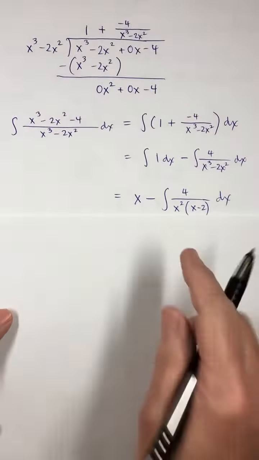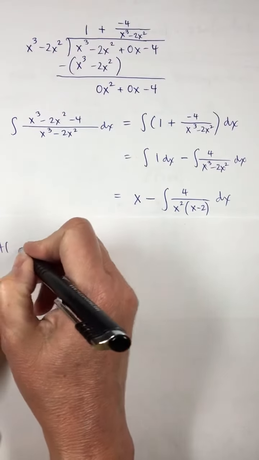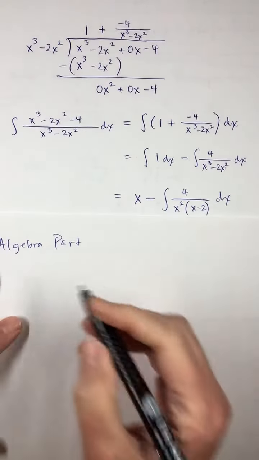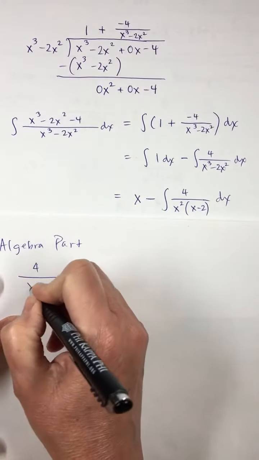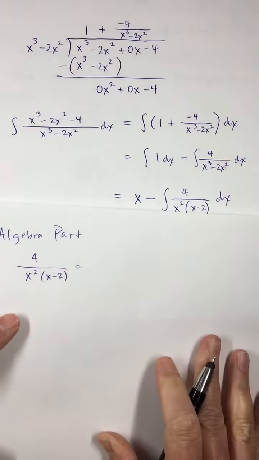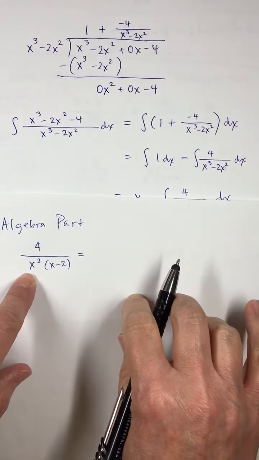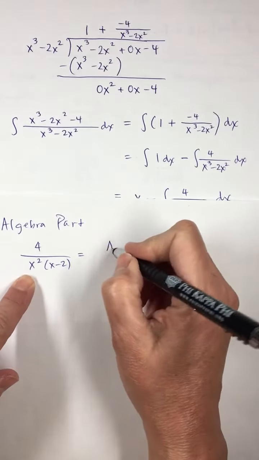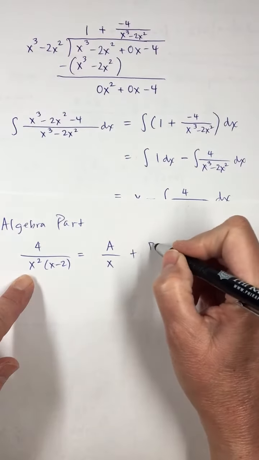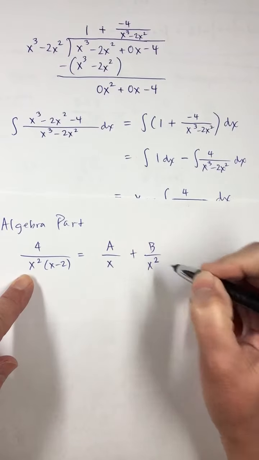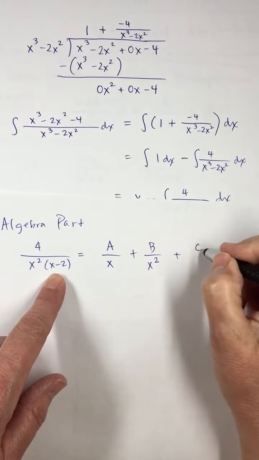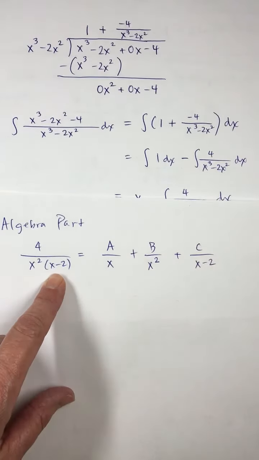I might just say, okay, I got to deal with that. Let's do the algebra part. So I have 4 over x squared times x minus 2. That will equal, now look, that x squared, that's that part I did a few minutes ago. A over x plus b over x squared. And then x minus 2 is linear, so plus c over x minus 2.